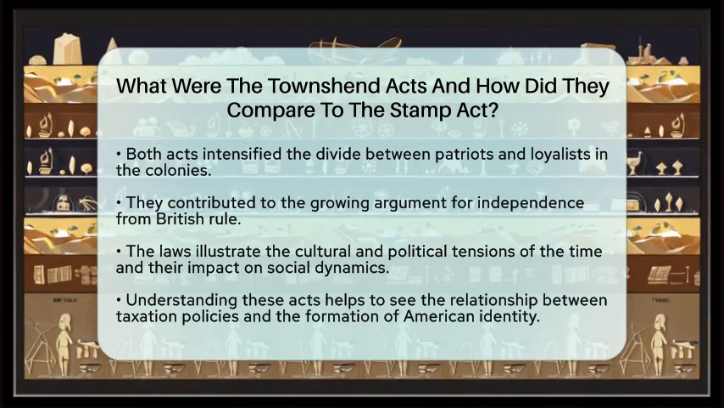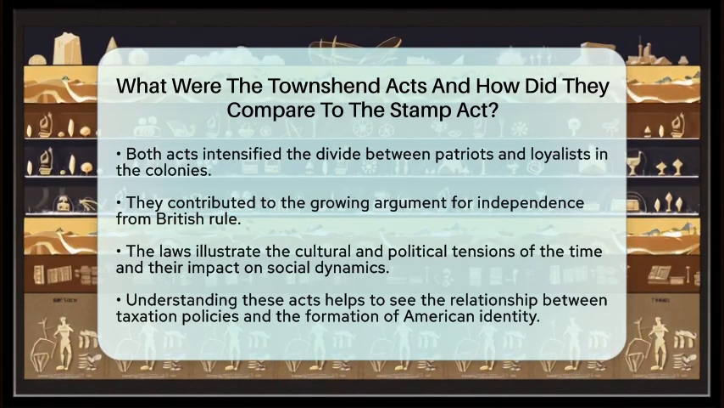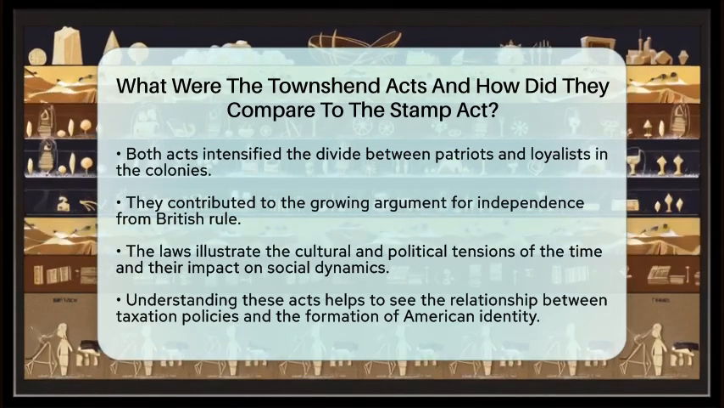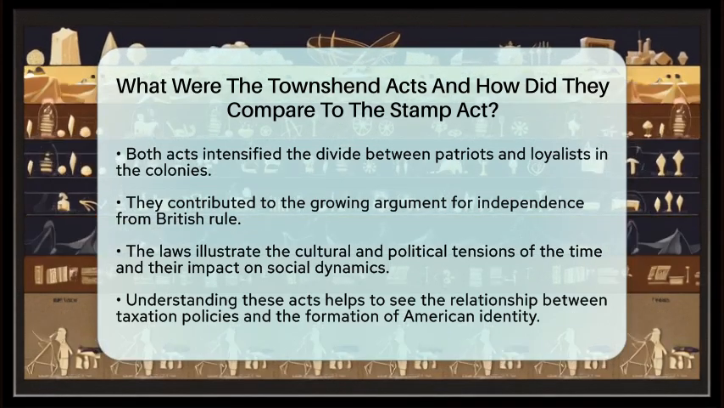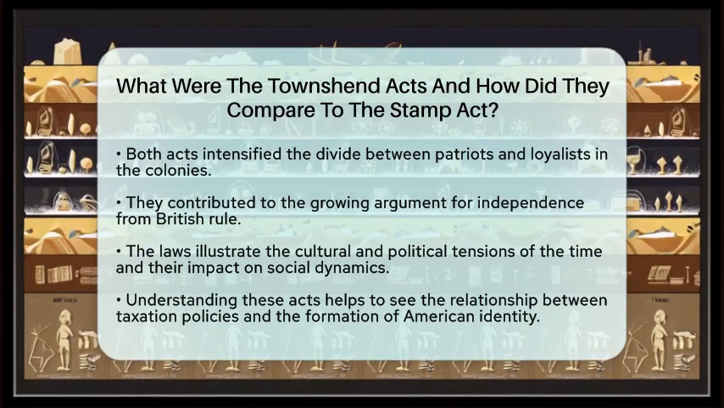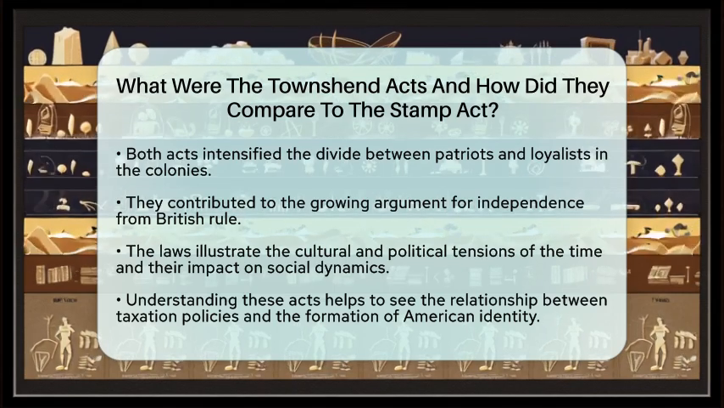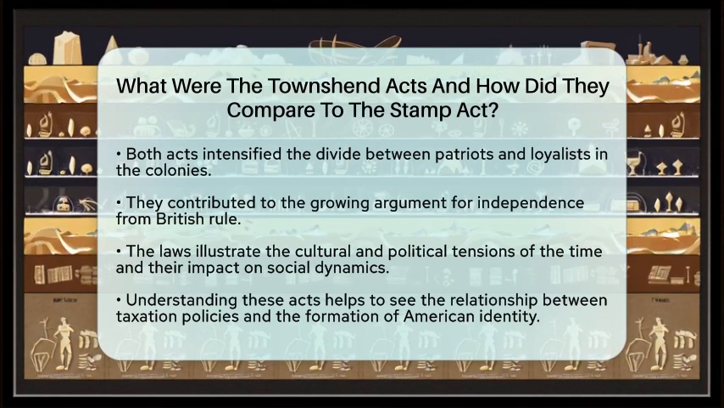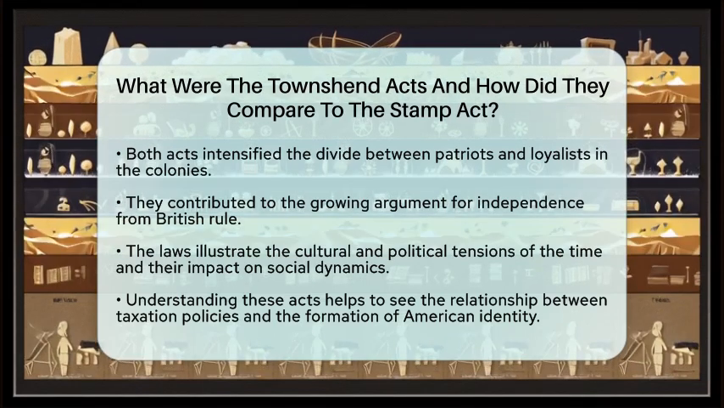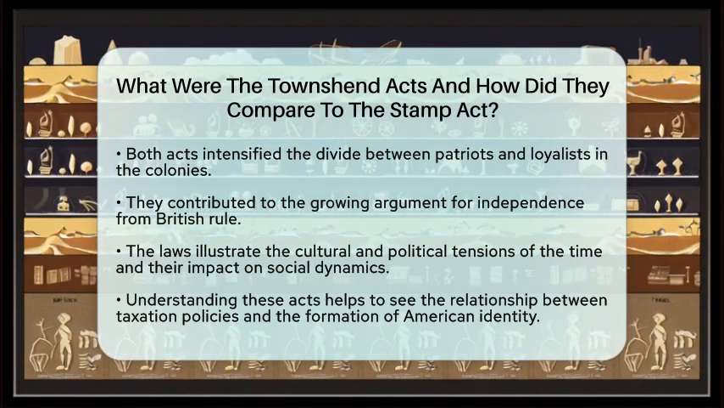In summary, the Stamp Act and the Townshend Acts were significant in shaping the relationship between the British government and the American colonies. They illustrate how laws can impact societal evolution and the development of legal systems. Understanding these acts helps us see how economic policies can lead to social movements and the formation of a distinct American identity.